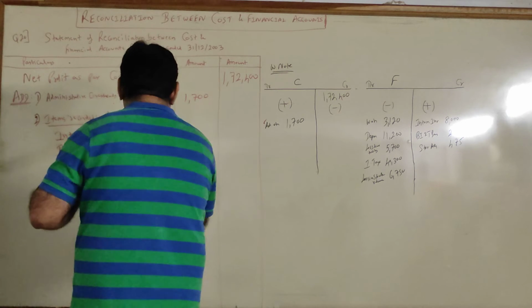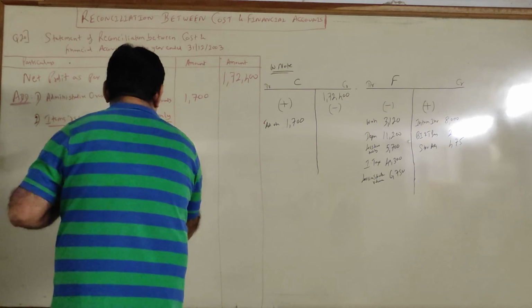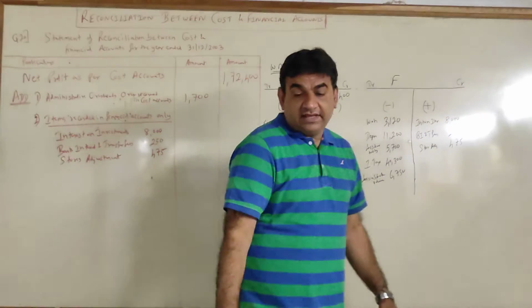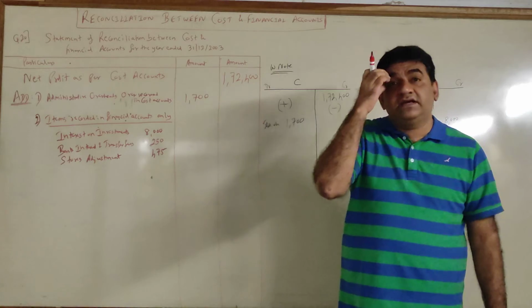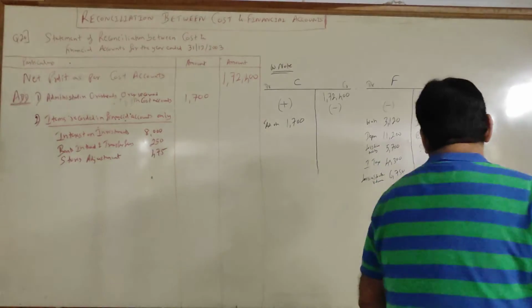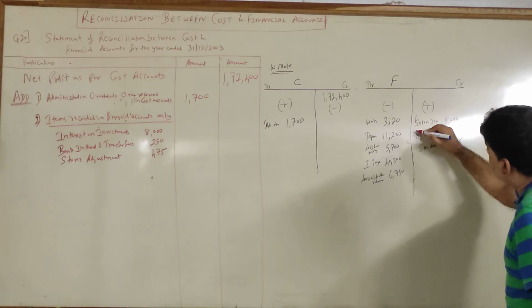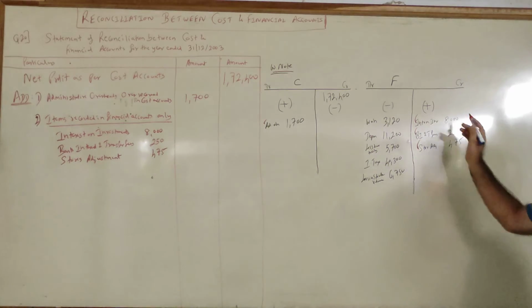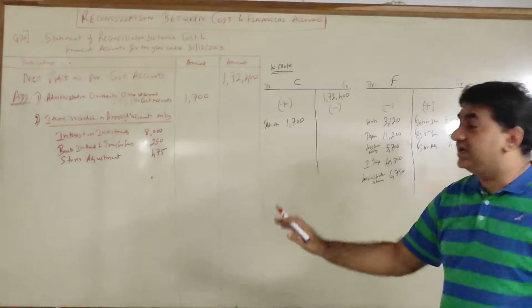Stores adjustment 475. Store adjustment 475. Got it? We have shifted those three. So you can take it. That means what? All additions have been considered.